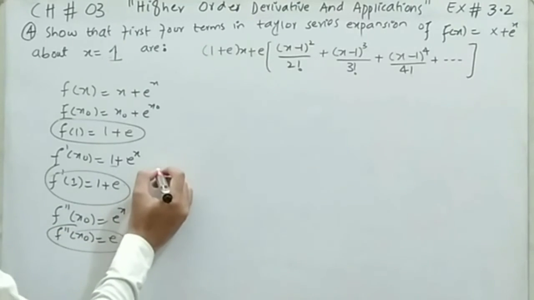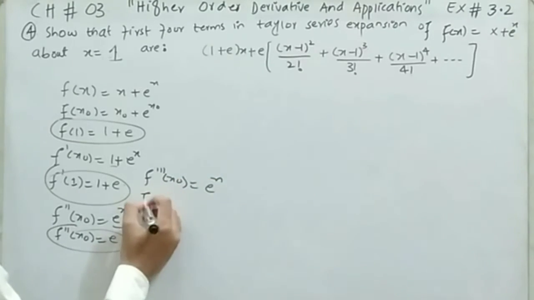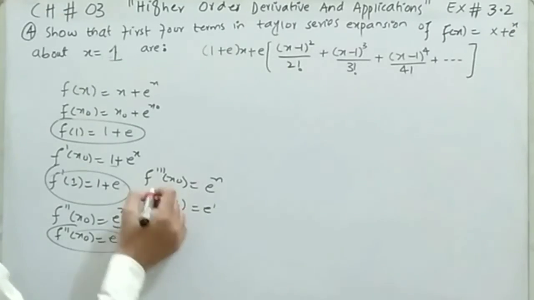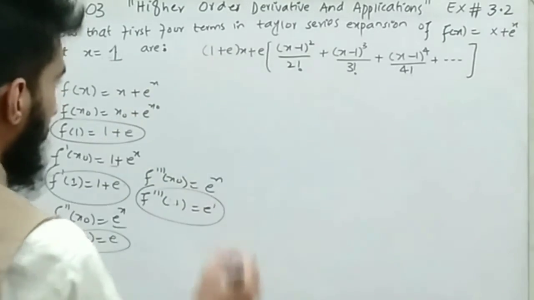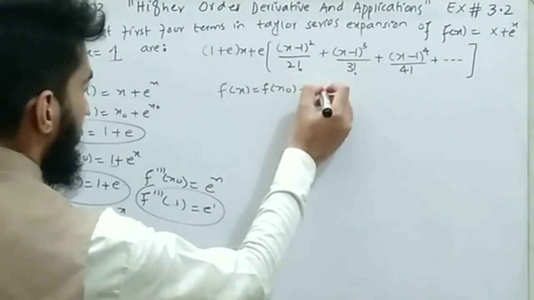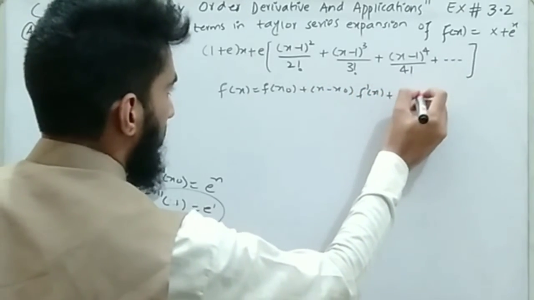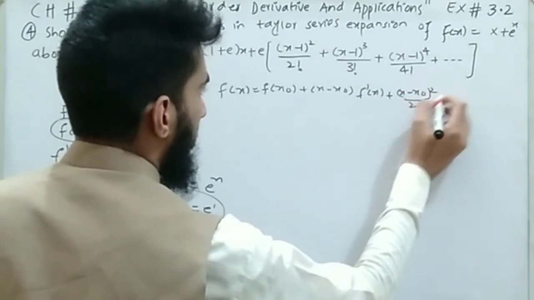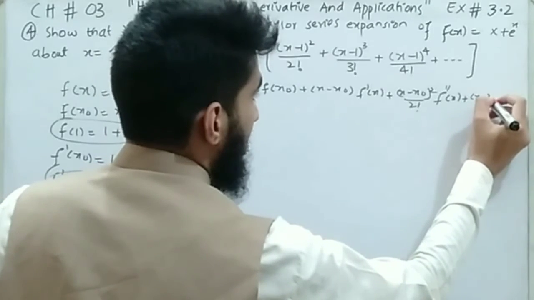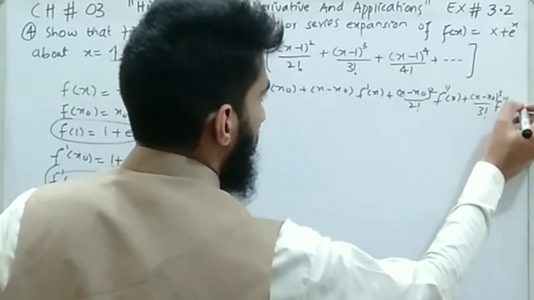Now for the third derivative, f triple prime of x naught will be the derivative of e power x, which is again e power x. So at x is equal to 1, f triple prime of 1 will give us just e. Now by putting in the values, we have the formula f of x is equal to f of x naught plus x minus x naught times f prime of x naught, plus x minus x naught whole square by 2 factorial times f double prime of x naught, plus x minus x naught whole cube by 3 factorial times f triple prime of x naught, and it goes on.